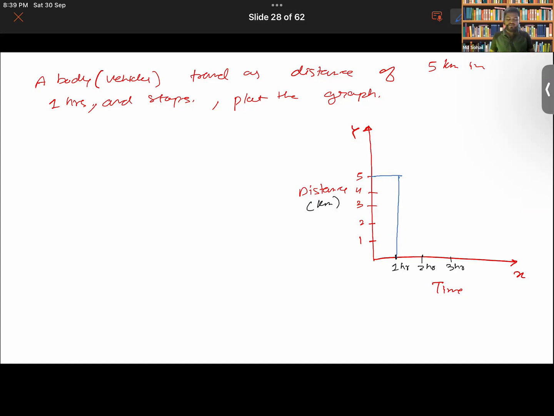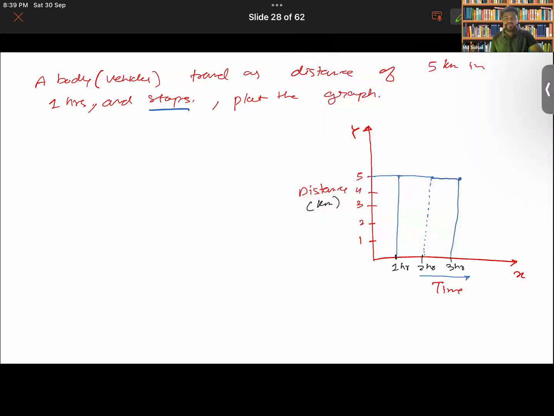Now the further question says that the vehicle stops. The vehicle is not moving further. So the time will be increasing now, while the vehicle will be stopped, after covering a distance of 5 kilometers. So even after 2 hours, it will still be there. And again, after 3 hours also, the vehicle will still be standing there, right?